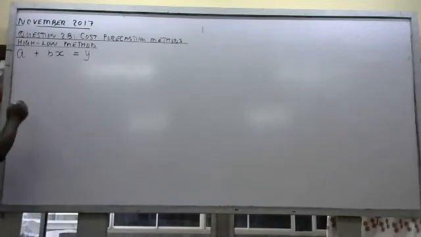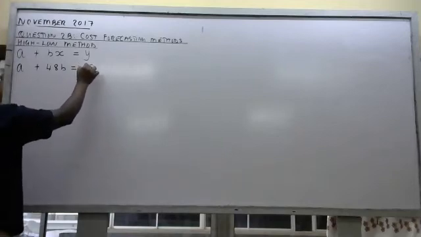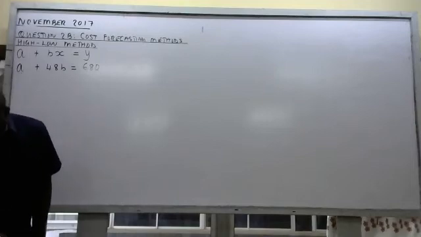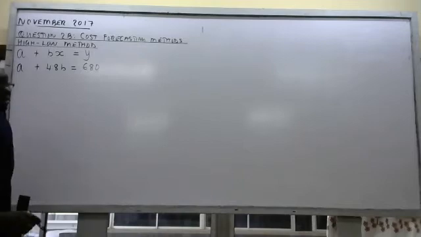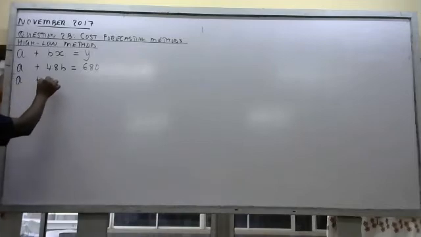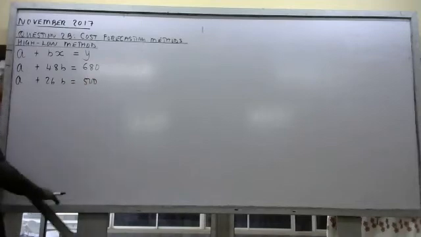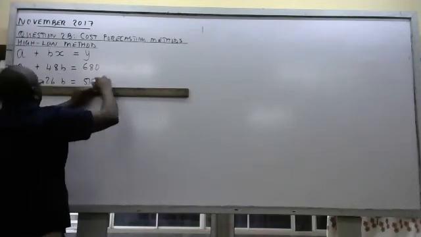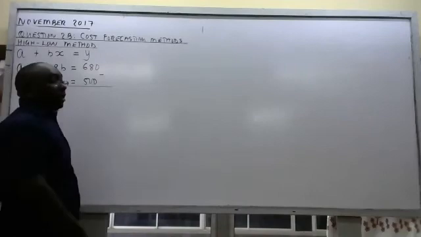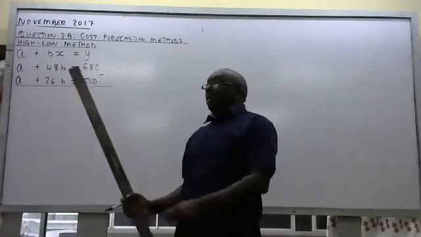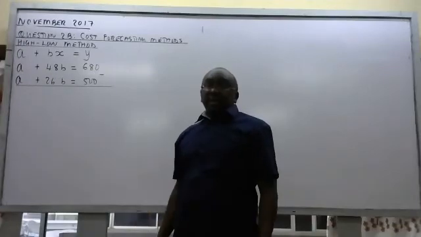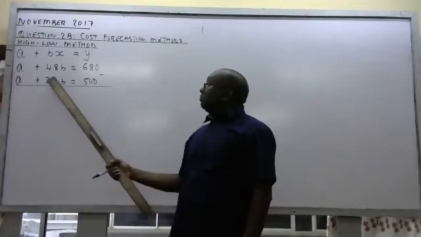So this will be A plus 48B, and the cost is 680. Then you take the smallest number, which is 26. So it is A plus 26B, and the cost is 500. And remember, when you are in high-low methods, we only select the units or the X. You don't go selecting the costs. Costs are guided by what you have picked here.